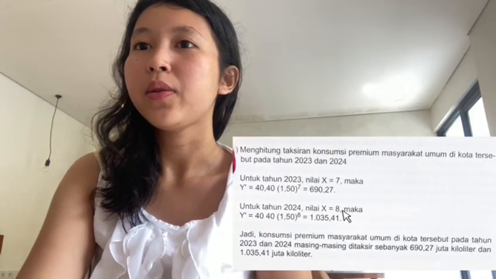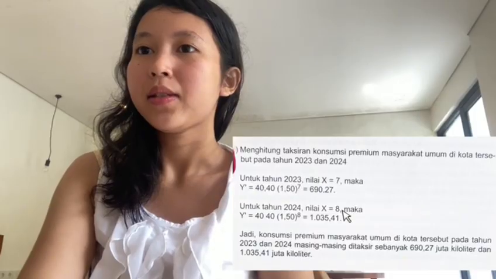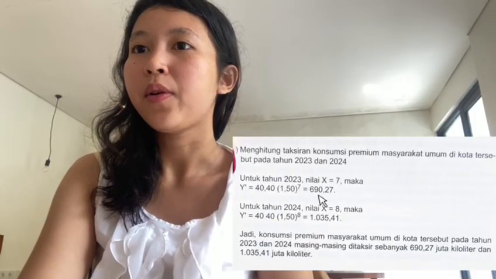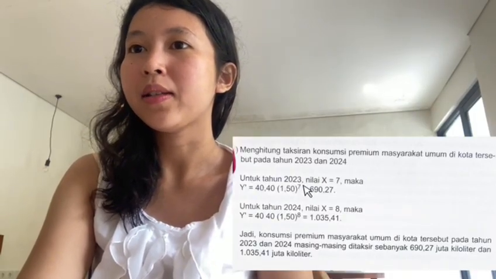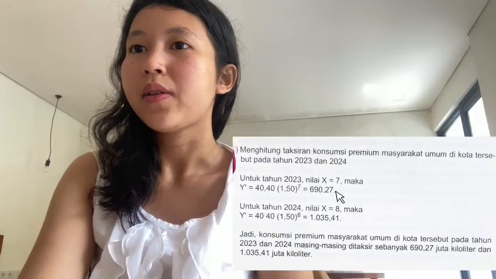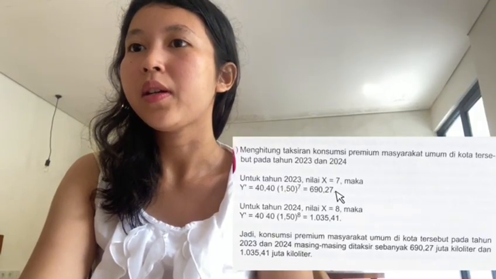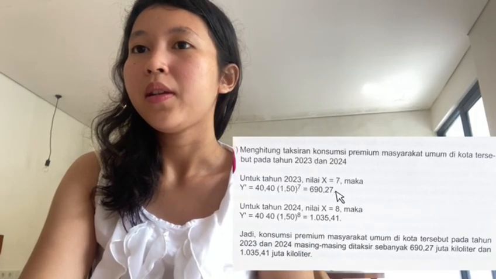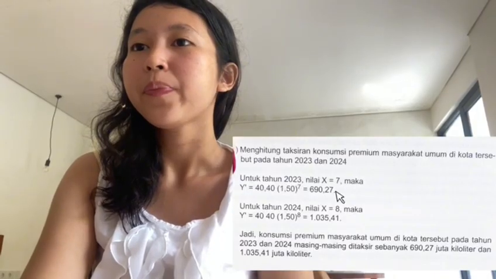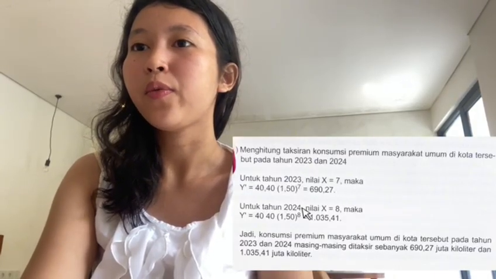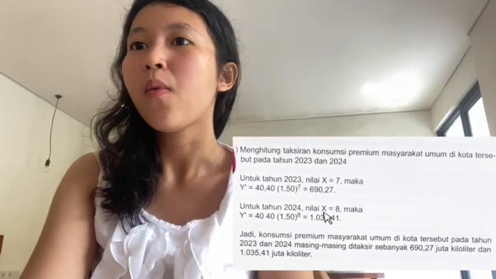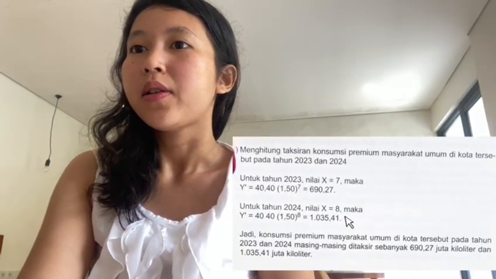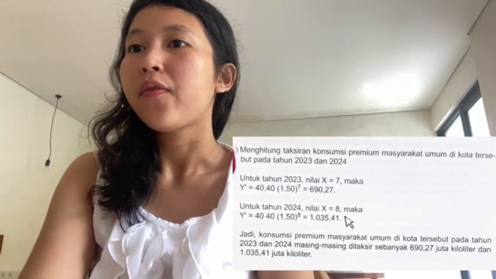So we just need to input x into the formula, and we got the result 619.27 for 2023. And for 2024, we got the result 1035.41.